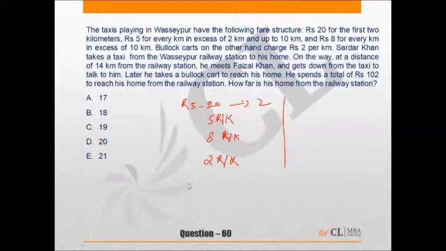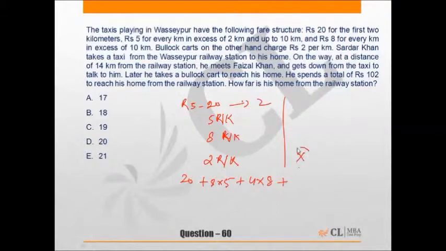So the total taxi fare for 14 kilometers will be rupees 20 for the first 2 kilometers, and for the next 8 kilometers, that is from 2 to 10, will be 8 into 5, and the rest of the 4 kilometers are charged at a rate of 8 per kilometer. So the total fare through taxi is 20 plus 8 into 5 plus 4 into 8, and he paid the rest of the amount to the bullock cart.